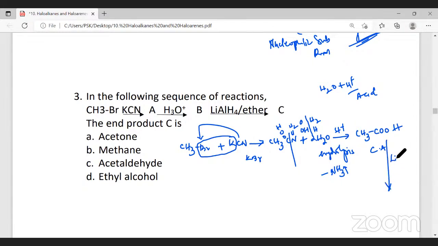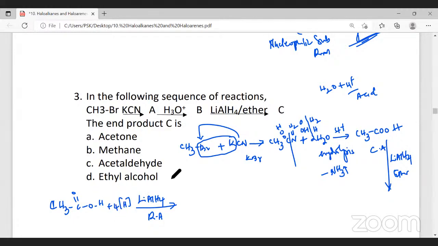This, when you allow it to react with lithium aluminum hydride in ether. This lithium aluminum hydride is a reducing agent. It reduces carboxylic acid to alcohols. See, acetic acid, I'm writing it like this. It is a strong reducing agent. What is a reducing agent? Which gives nascent hydrogen will be called a reducing agent.